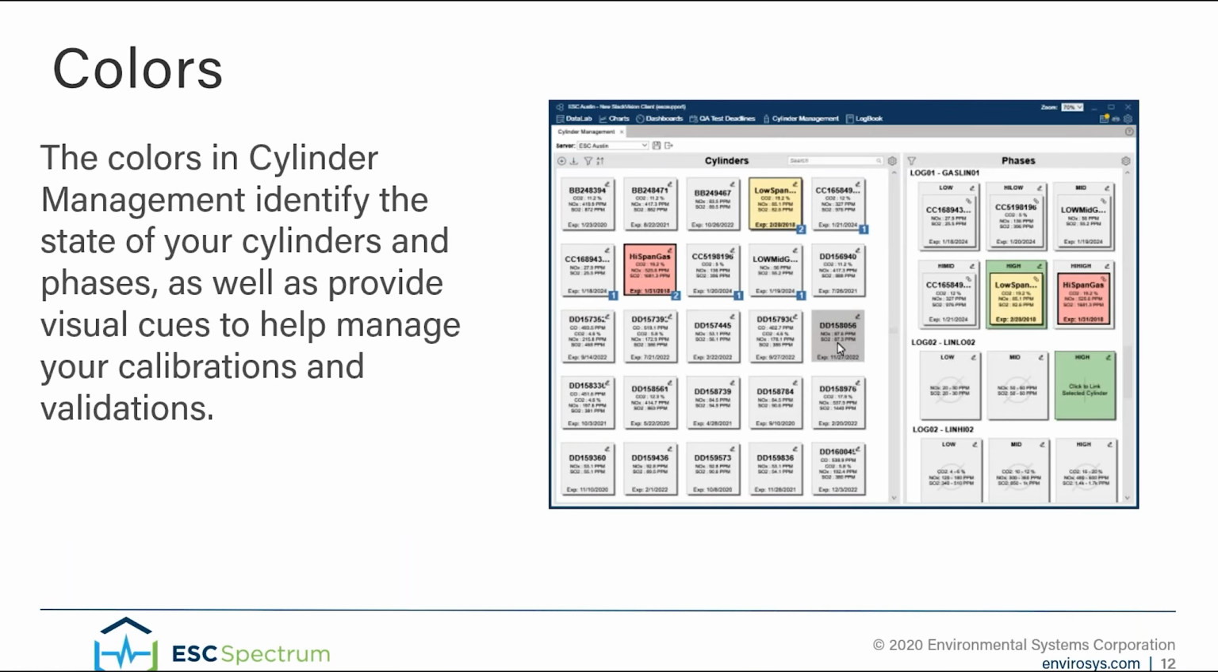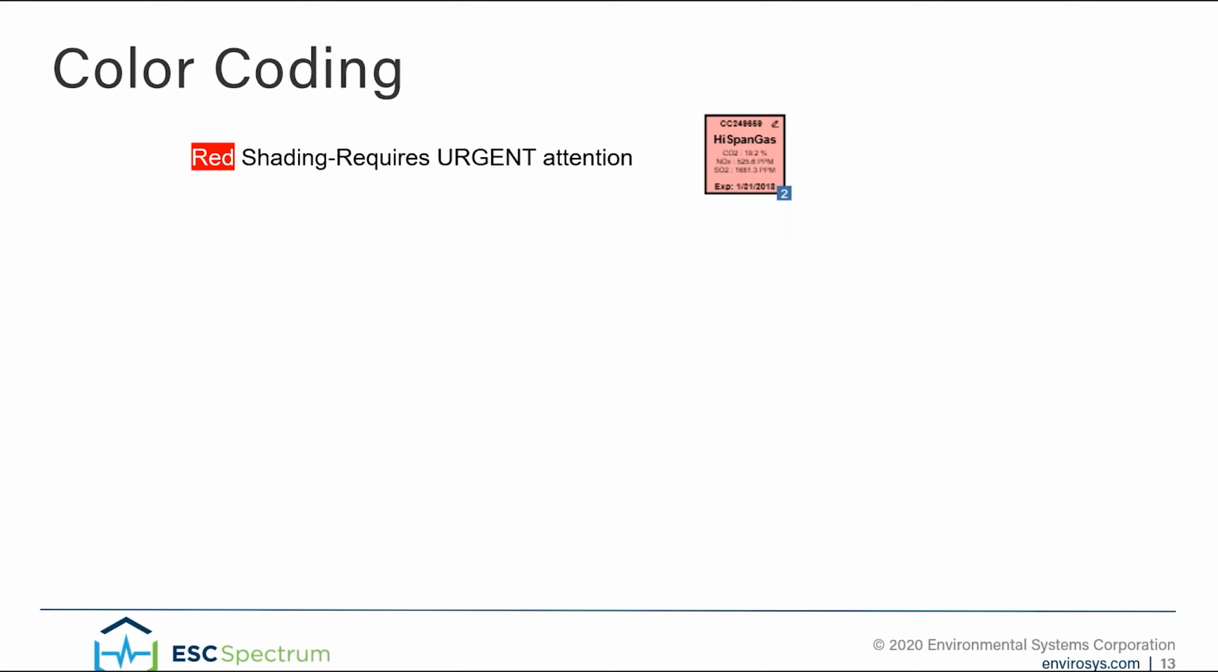There are several colors that are associated with your cylinder management tool. And these colors identify the state of the cylinders and phases, as well as provide visual clues to help manage your calibrations and validations. So what do these crazy colors actually mean? Well, if you see red shading, this particular piece is going to require urgent attention. You're going to see this when a cylinder has expired. If a cylinder is expired, it will show as red. If it's on the right-hand side, you've got a lot of trouble because that is being used on your daily calibrations or your quarterly calibrations, so you want to make sure that gets changed.